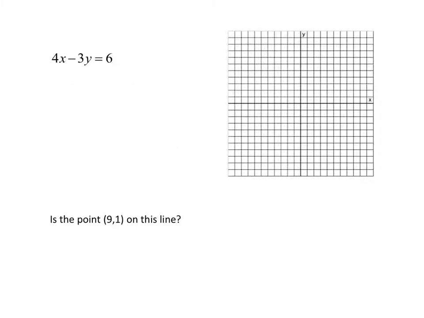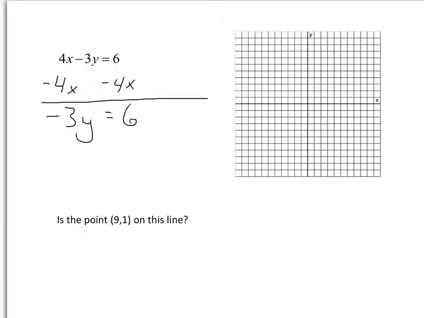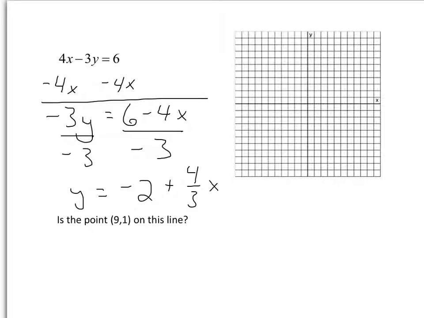Sometimes your teacher's mean and gives you the equation without y by itself already. So you're going to have to use your skills at getting y by itself. So first I'm going to get rid of this 4x by subtracting 4x from each side, which leaves me with negative 3y equals 6 minus 4x. Then to get y by itself, I have to divide by negative 3. And I get y equals negative 2 plus 4/3 x.